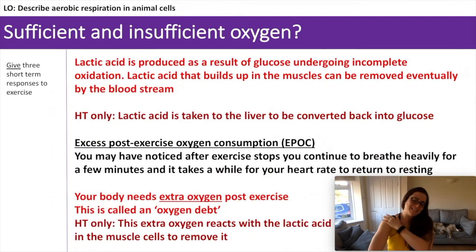We've got lactic acid built up in our muscles, which is a result of anaerobic respiration. This is because there is not enough oxygen, so it hasn't been oxidized completely. This lactic acid is eventually removed by your bloodstream, and it can be taken to the liver where it's converted back into glucose.